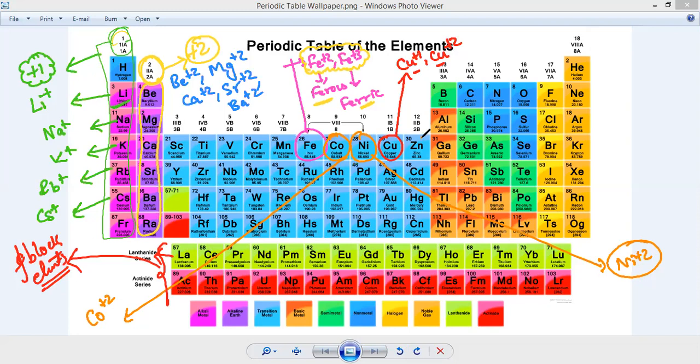Then here is another metal, zinc. Zinc will have a valency of +2. Now some more examples from here. Here is mercury, Hg. Mercury shows two valencies, +1 and +2. Depending on this, it will be mercurous or mercuric.